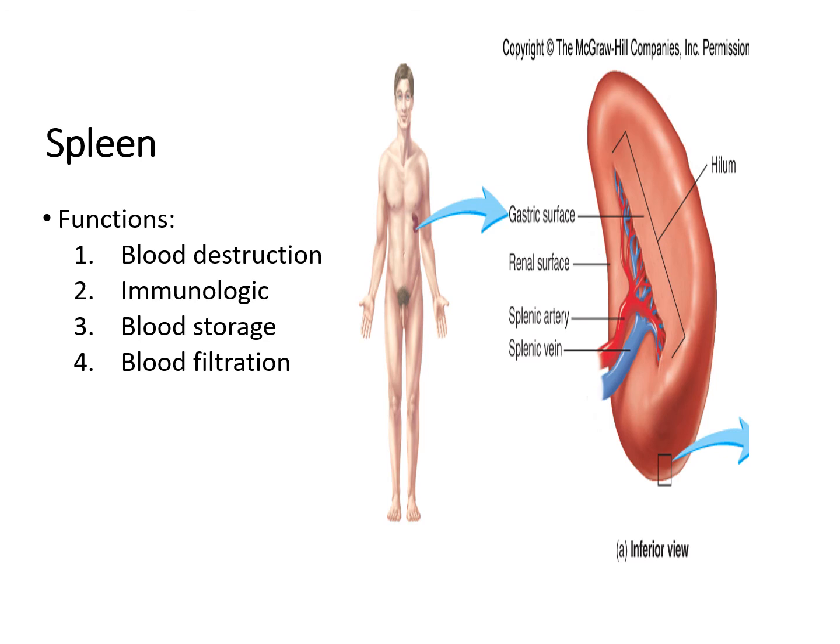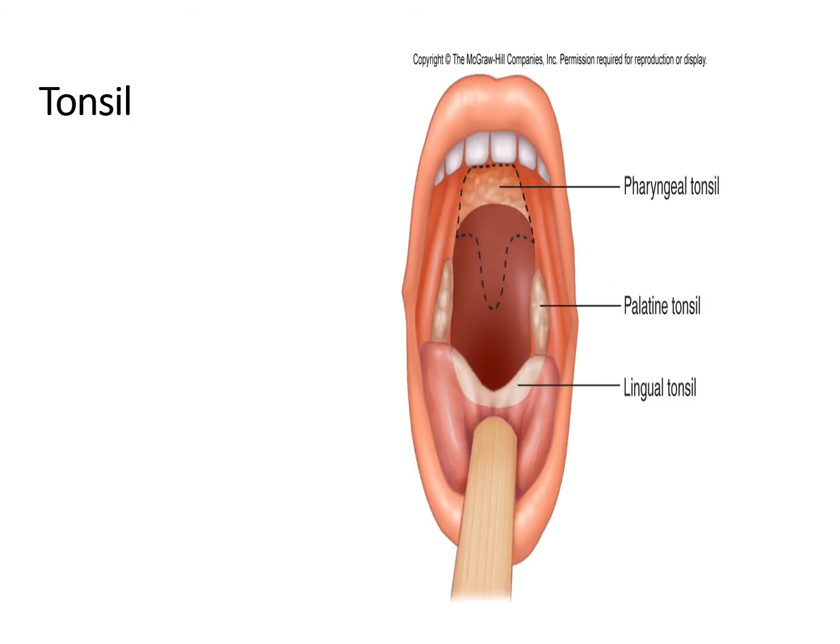So it stores blood. It is actually also filtering blood. So all I'm trying to say is, the spleen will try to process the dead cells, or the dead blood cells, in the body. So the next organ is the tonsil.